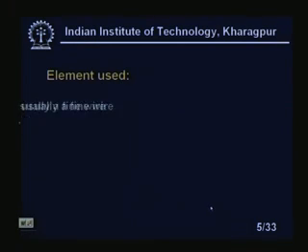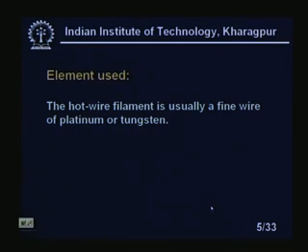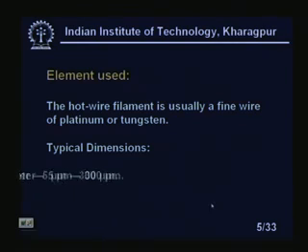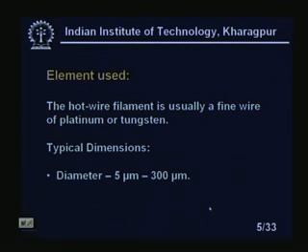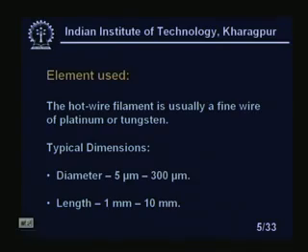Now, the element used is basically a hot wire filament, usually a fine wire of platinum or tungsten. These are basically the two wires used. I should say tungsten is most widely used as a hot wire probe. Typical dimensions are a diameter of 5 micrometers to 300 micrometers. So, it is quite a thin wire, very difficult to even see with the bare eye, and the length is usually 1 millimeter to 10 millimeters.